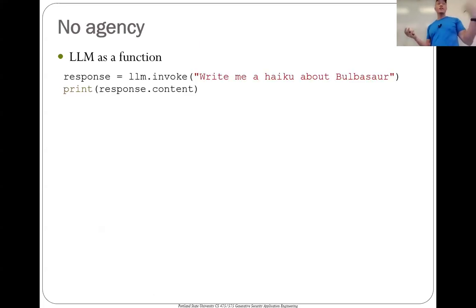Okay, so no agency, it's basically using the LLM as a function call, right? You just send it input, get the output, and then print it out.